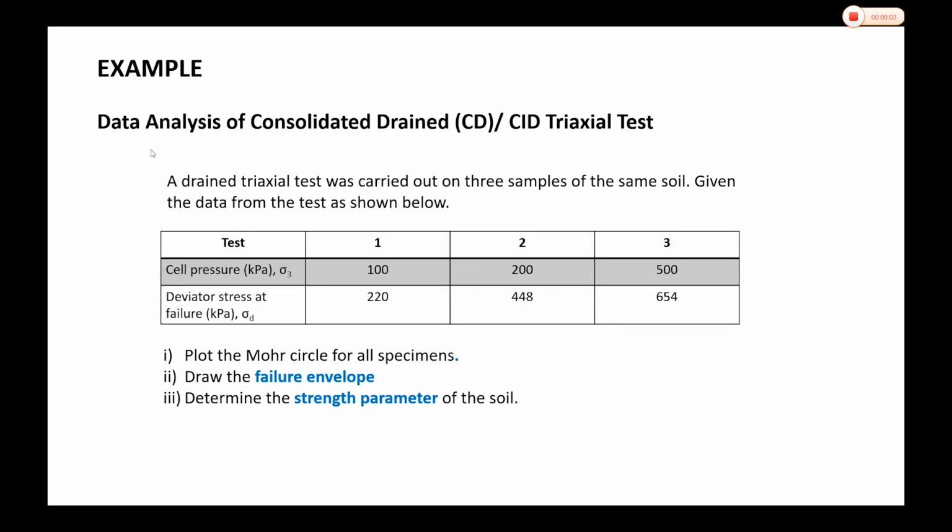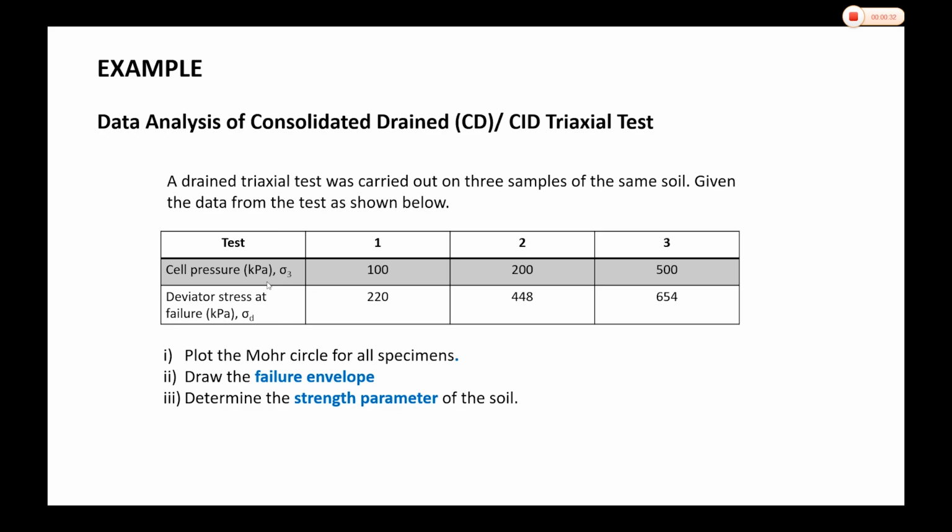This is an example for the data analysis of a consolidated drained test, CD test, sometimes also known as CID, consolidated isotropically drained triaxial test. A drained triaxial test was carried out on 3 samples. So there are 3 samples here, given the data from the test as shown below.